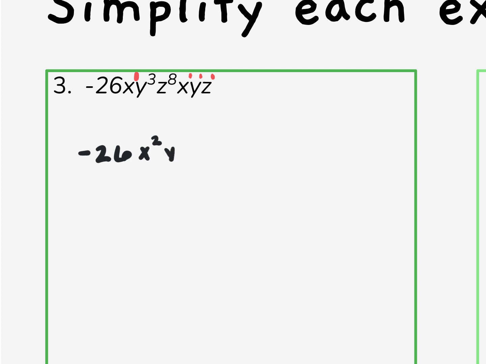Y is next in the alphabet, and I have y to the third and y to the first. That's going to give me y to the fourth. And finally, I have z to the eighth and z to the first. That's going to give me z to the ninth. So I have one coefficient, one number in front of all the letters, and only the letters are shown one time. So I know I'm done with that one.